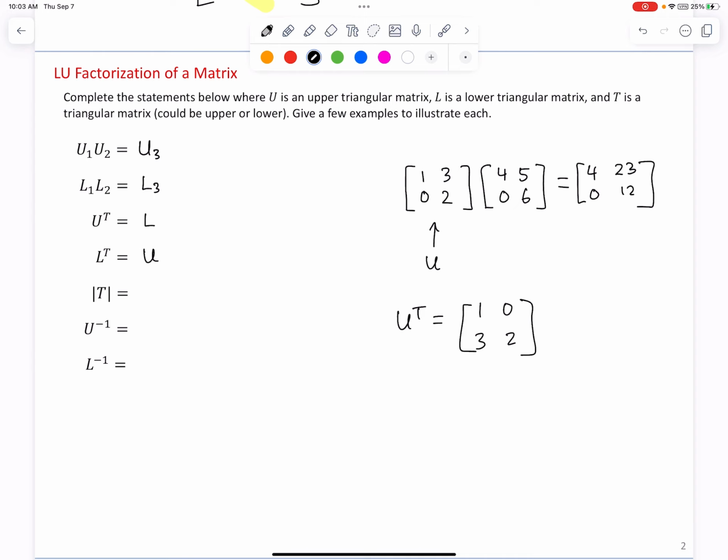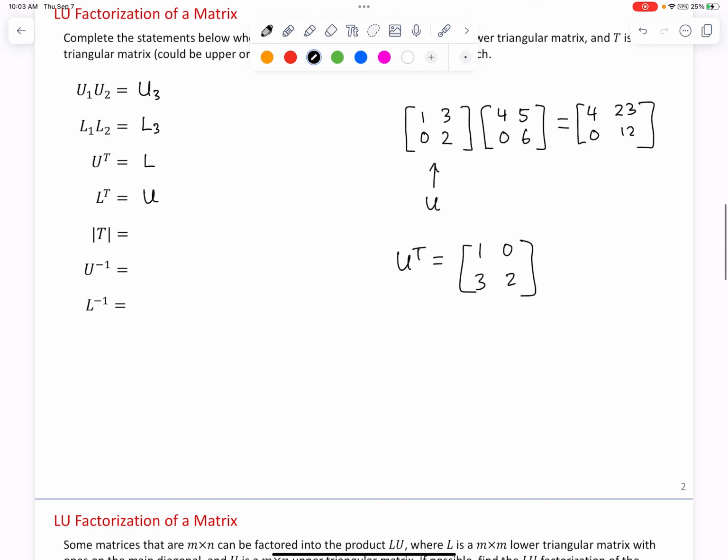Now, the determinant of a triangular matrix, so T, remember, is just any old triangular, so this could be upper or lower. Let's go ahead and do an example of a 3 by 3, and I'll do an example that's upper triangular. Let's put the main diagonal to be 1, 2, 3. This is going to be upper triangular, so I'm going to put zeros below the main diagonal. And let's throw in some other numbers up here, 4, 5, 6. Now the question we want to ask is, how do we calculate the determinant of this?